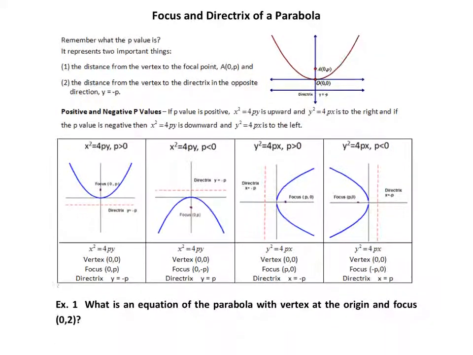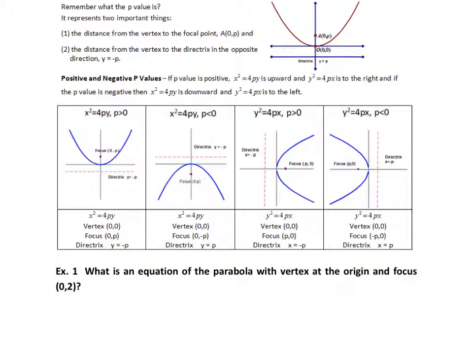And you'll see here the p-value. The p-value is the distance from the vertex. Generally, if it is facing up or facing to the right, we have a positive p-value. If it is facing down or facing left, then we have a negative p-value. And the directrix just goes that many spaces in the opposite direction.